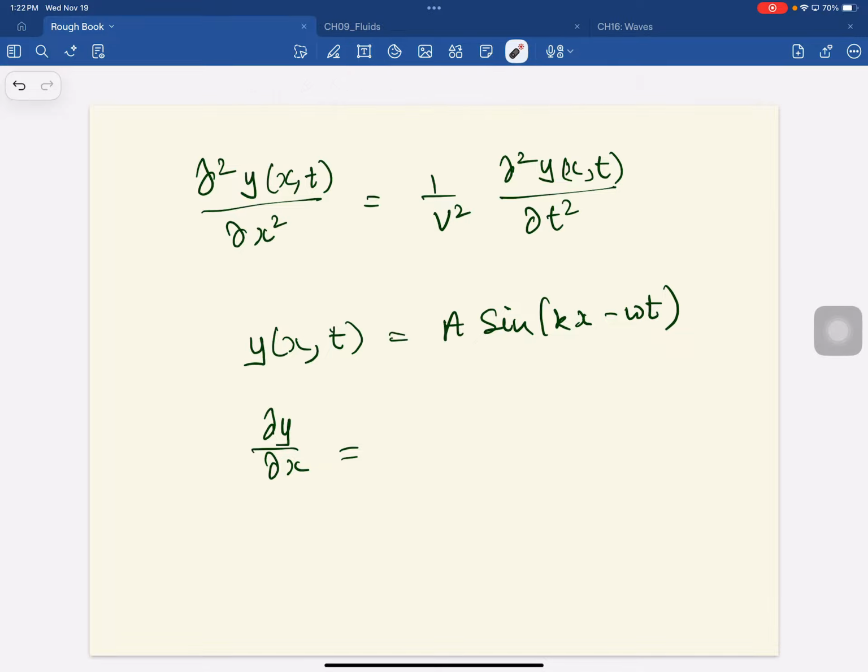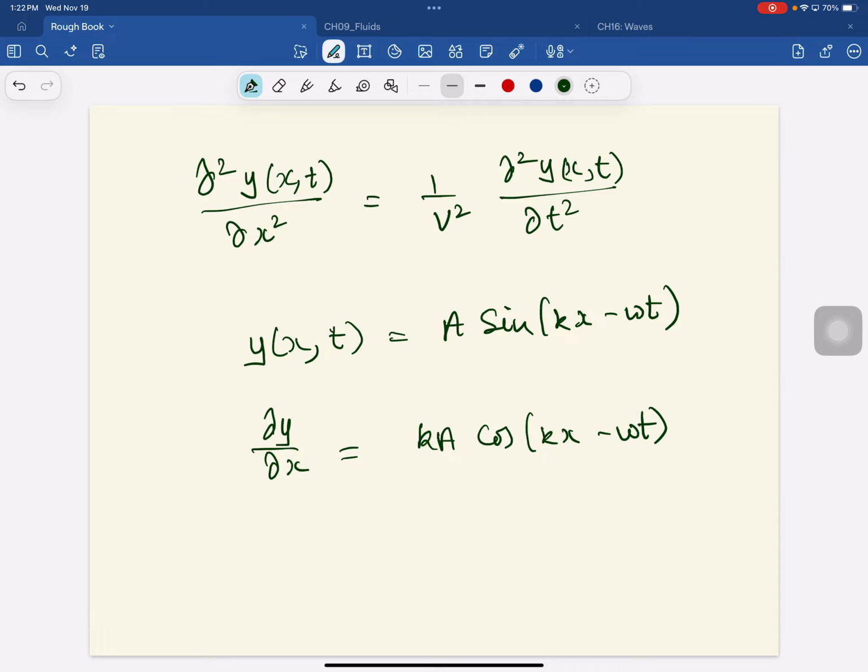And then we have to use the chain rule, so you get k a cosine(kx minus omega t). The second derivative would be, what is the derivative of cosine? Negative sine, and then you get another k. So that's minus k squared a sine(kx minus omega t).